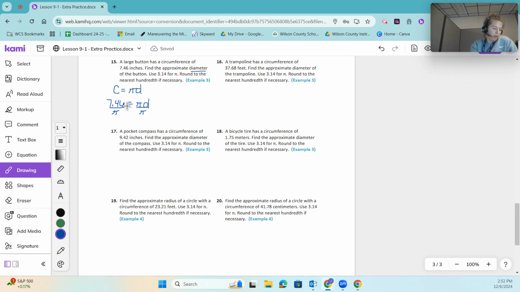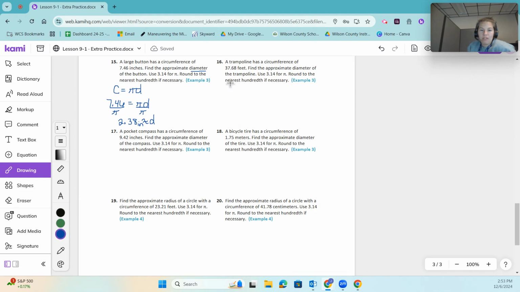So 7.46 divided by 3.14, and I get approximately 2.38 is approximately equal to my diameter, and that's inches. So 2 and 38 hundredths inches is your diameter. Okay, let's do one more like that.